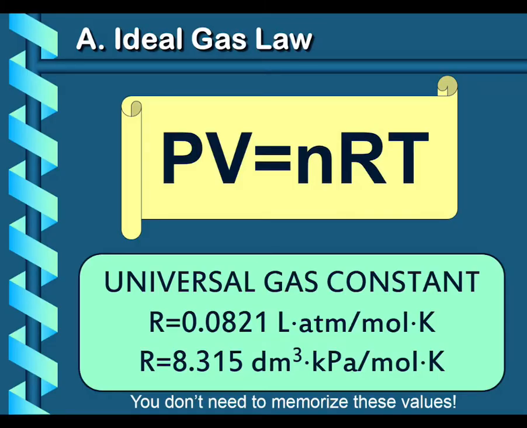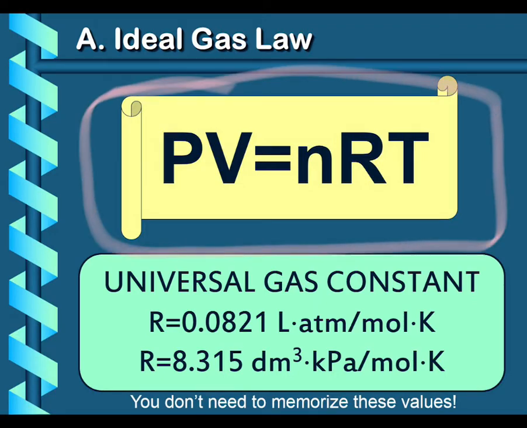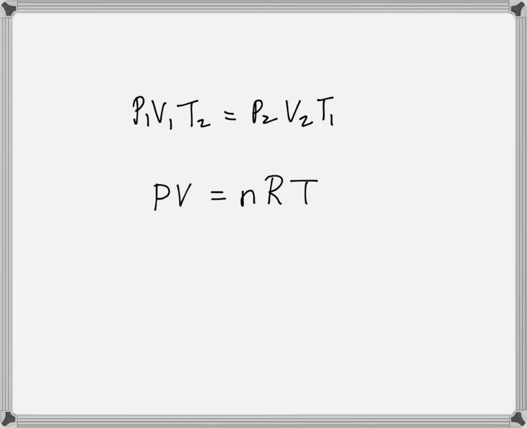We rewrite this to get everything in a numerator as PV equals nRT. So the N and the T have been taken out of the denominator and put over there with the R value. This equation is the major equation that I want you to know for the ideal gas law, PV equals nRT. Now when I look at this and I compare it to the combined gas law, notice some major differences.